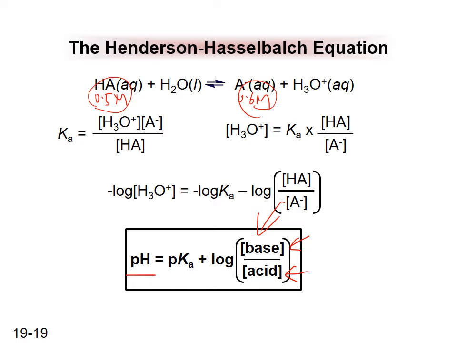However, as we showed in previous slides, in problem 19.1, if Ka is small, then the change x is small, so the initial concentration is approximately the equilibrium concentration. Therefore, in the Henderson-Hasselbalch equation, we can assume these are just the initial concentrations. So whatever you added is the concentration. So base is 0.6 and acid is 0.5, and then you can calculate the pH for the buffer solution.